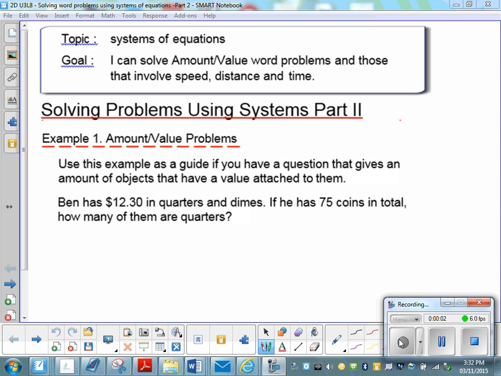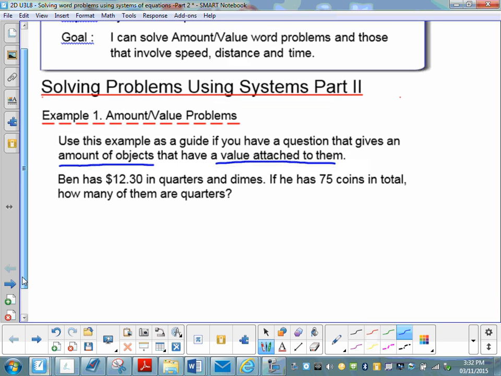Hi guys, we have two more types of word problems that we're going to look at with systems of equations. The first type we're going to take a look at are amount value problems. So these questions, when you're looking at them, it'll give an amount of objects and there's a value attached to each of them.